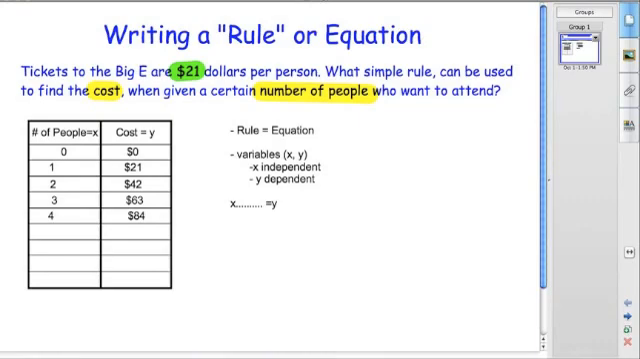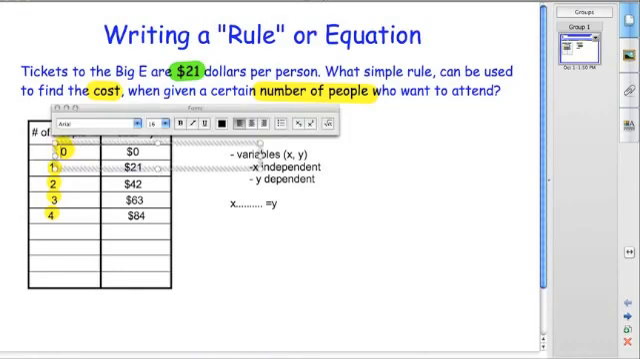So when you take a look at the number of people and the cost, what you want to do is figure out what is happening to the x variable in order to reach the y variable, right? So x comes first, and what's going on? What could I do to these values to make them equal the y value? One of the main things that you can look at is the fact that the problem says it's $21 per person, right? And that's how we built the table. But mathematically speaking, we want to know what's happening to the x in order to equal the y. So at this point, nothing's happening to the x variable, right? 0 is equal to 0.